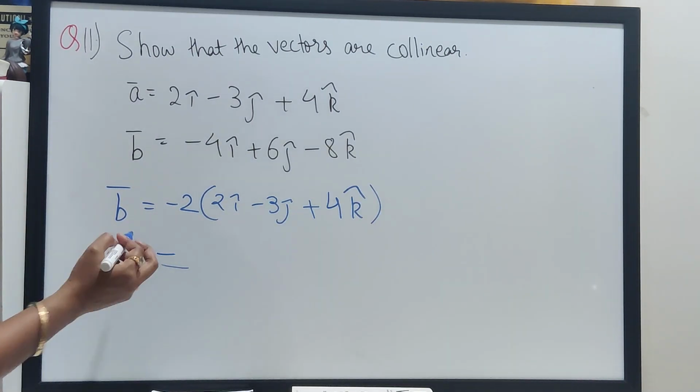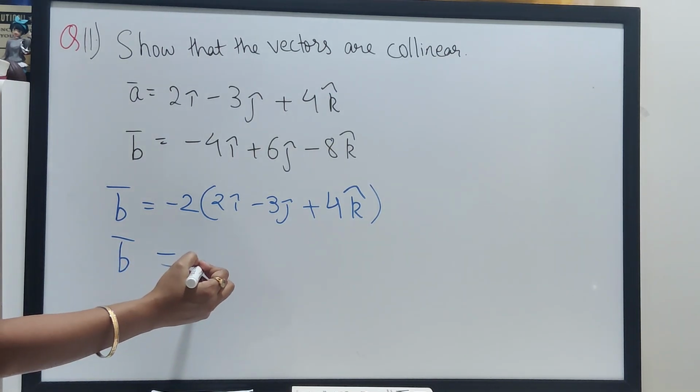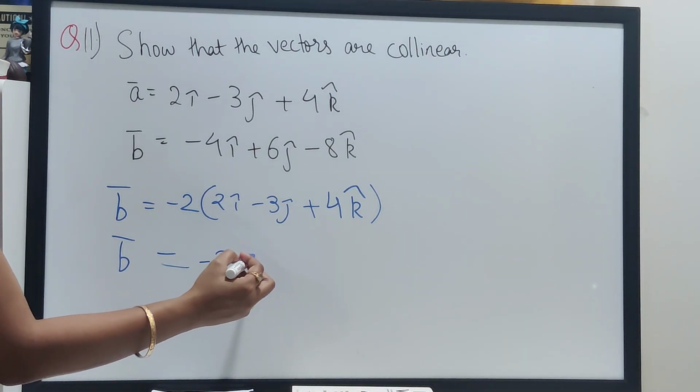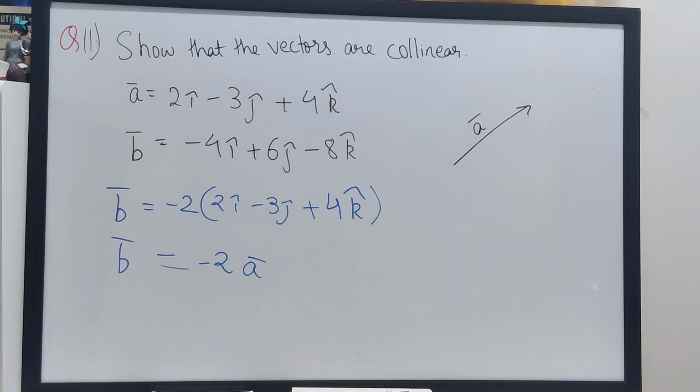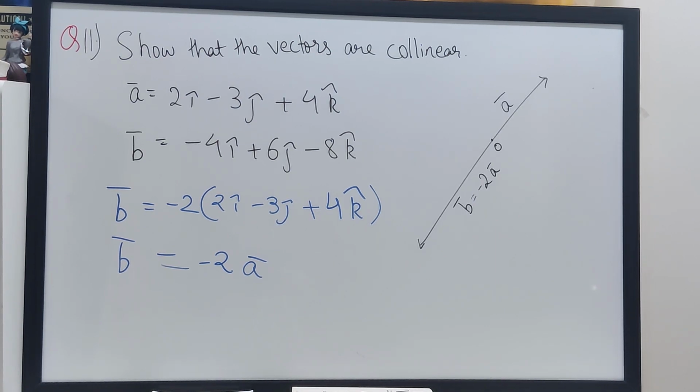So let's see what is the relation between A and B. Clearly, we can see B is equal to -2A. So if A is plotted like this, then B will be in the opposite direction.